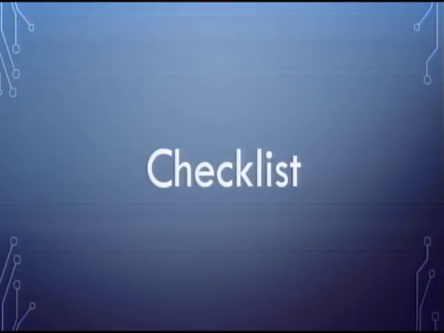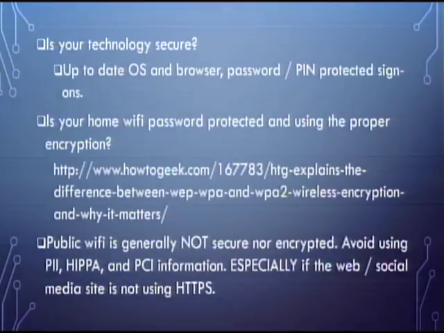So here's a checklist, some ideas. Is your technology secure? Are you up to date with your OS, your operating system, your browser, your password, or PIN? These have that protection for your sign-ons. Is your home Wi-Fi password protected and using the proper encryption? I've given you a website that talks about this. And again, if you stay for the next part of this, we can go through some of these things.